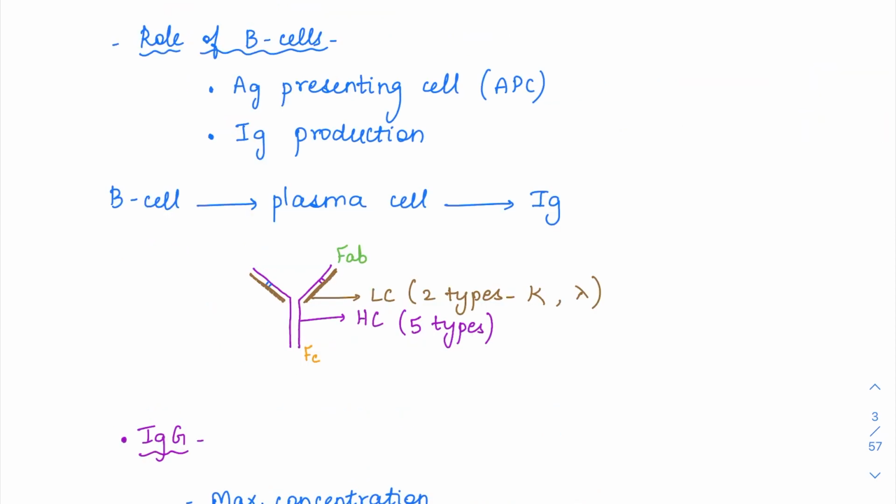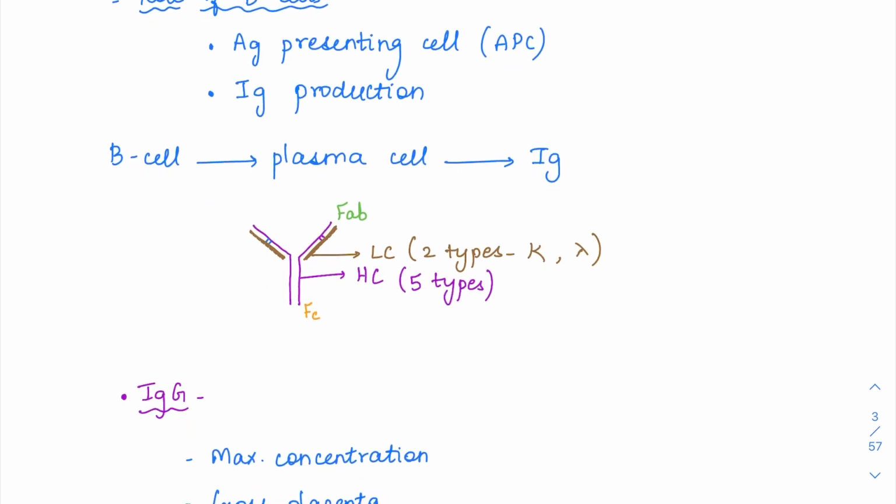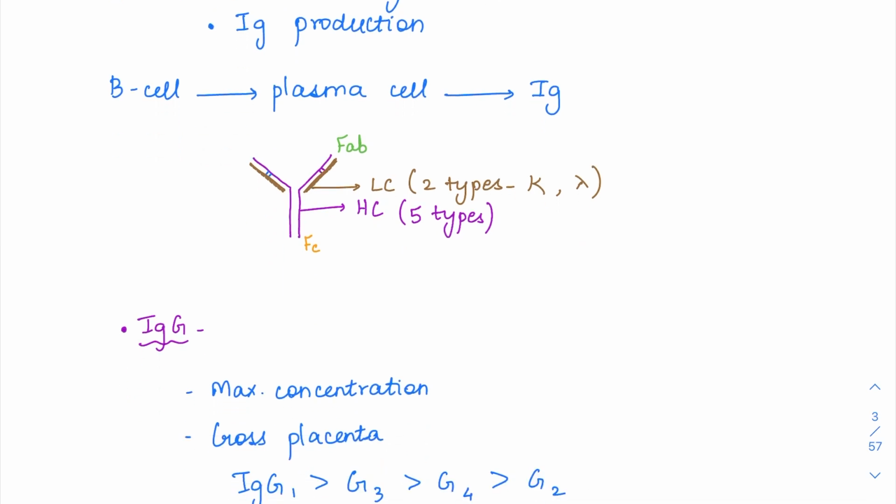So what is the role of B cells? Initially I also mentioned the B cell is going to be an antigen presenting cell. Apart from that, the B cells are going to produce immunoglobulins. Immunoglobulins are a part of adaptive immunity. So B cells will differentiate into terminally differentiated B cells, which are plasma cells. The plasma cells are the ones which produce the immunoglobulins.